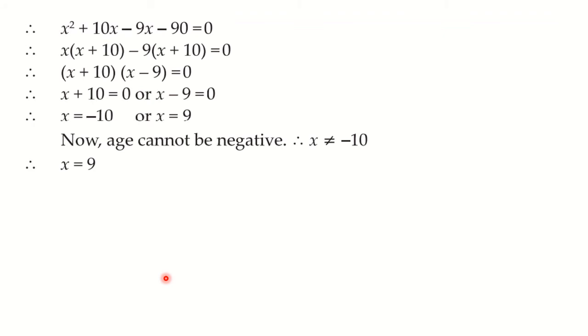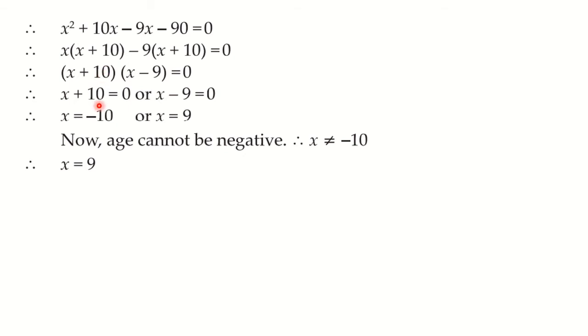So write down the splitting here. The middle term is split as 10x minus 9x. So x square plus 10x minus 9x minus 90 is equal to 0. From these two terms, x is taken out common. So inside the bracket we got x plus 10. And here minus 9 is taken out common. So we got x plus 10. You know that these two brackets should be the same. Then we can take that bracket common and the remaining terms we have to write down in another bracket. So we got the factors.